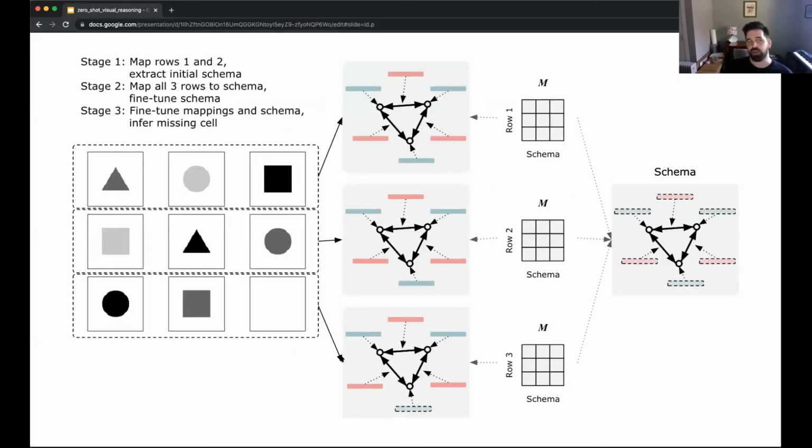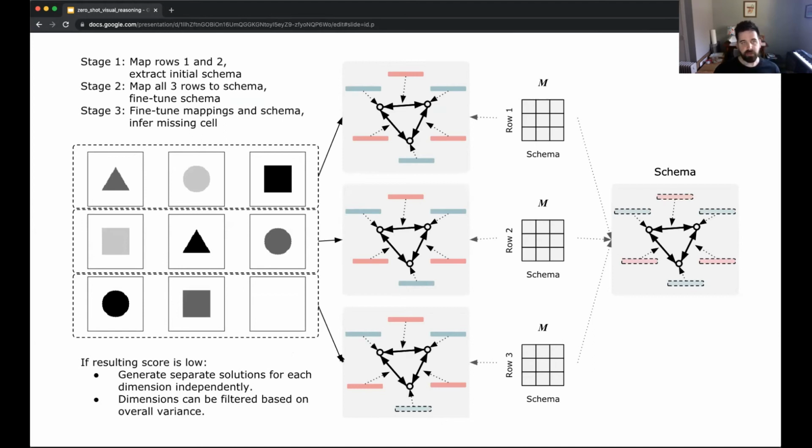So essentially what we're going to do is, first, we're going to have the model try to solve a problem, given the processes I've already described. And if that doesn't work very well, in other words, if the resulting graph matching score is sufficiently low, what we're going to do instead is generate separate solutions for each dimension independently. And furthermore, you can actually filter the dimensions based on the overall variance. So in this case, it's easy to determine that only shape and brightness vary, and the prediction of the other dimensions can just be based on the average value for that dimension.